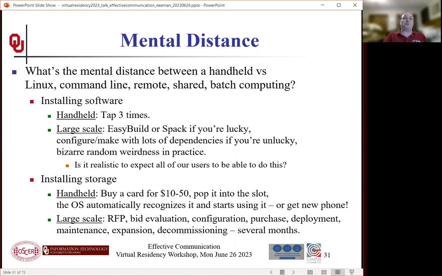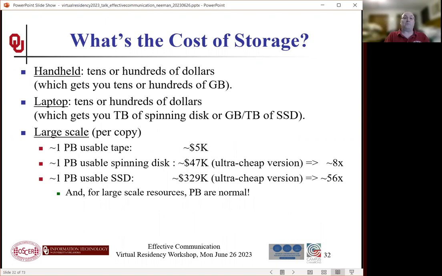All right, but then there's this issue of cost, right? As I said, with storage, handheld, you're talking about tens to at most hundreds of dollars. Laptop, pretty much the same, maybe thousands if you're going real big, right? At large scale, a petabyte for a single copy, a petabyte of tape is going to cost you $5,000. A petabyte of spinning disk is going to cost you on the order of 10 times that, and a petabyte of SSD is going to cost you 60 times that, right? And at the scale we're talking about, petabytes are normal.